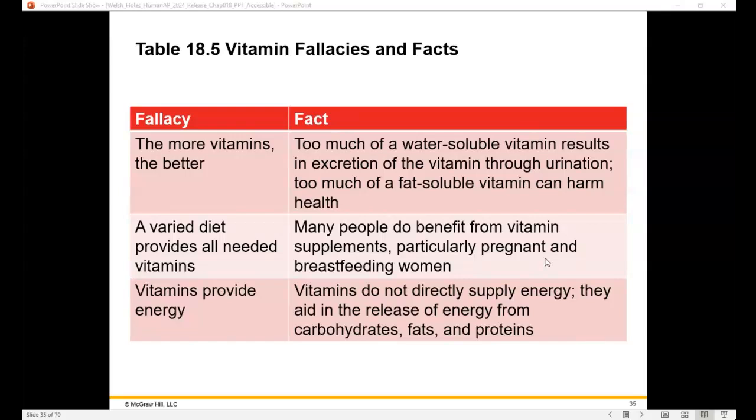Okay, some fallacies. The more vitamins, the better. Well, really, too much of a water-soluble vitamin results in excretion of the vitamin through urination, but too much of a fat-soluble vitamin, this can harm your health because you have a hard time getting rid of these. Another fallacy, a varied diet provides all needed vitamins. Well, many people do benefit from vitamin supplements, particularly pregnant and breastfeeding women. And another fallacy, vitamins provide energy. Well, vitamins do not directly supply energy. They do aid in the release of energy from carbohydrates, fats, and proteins.